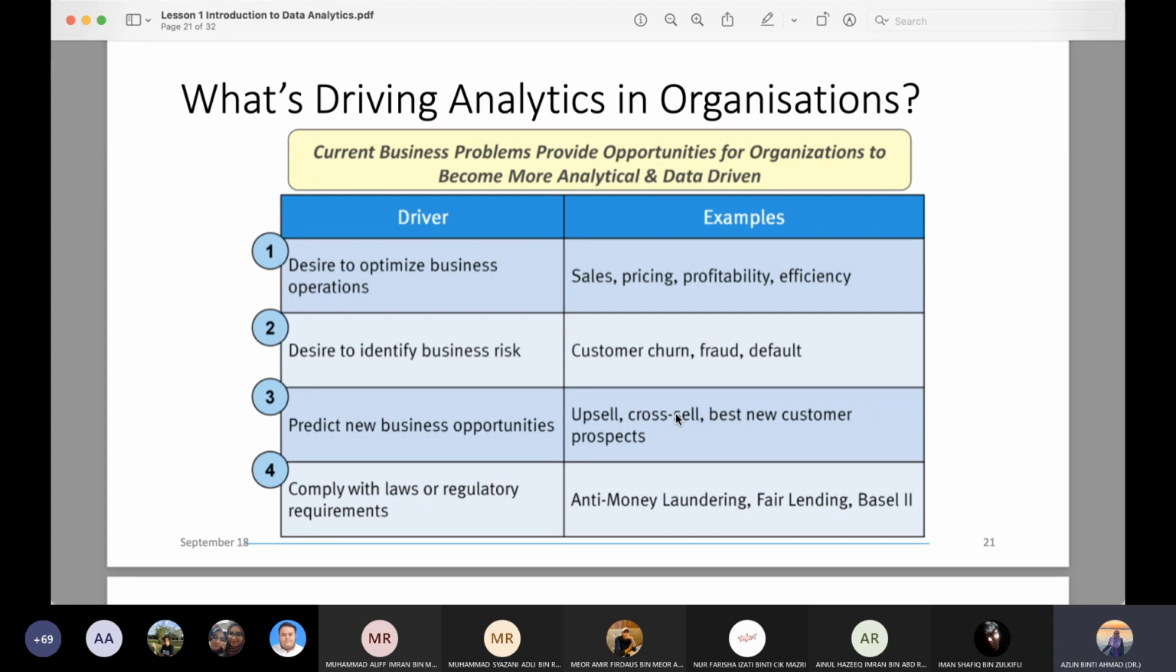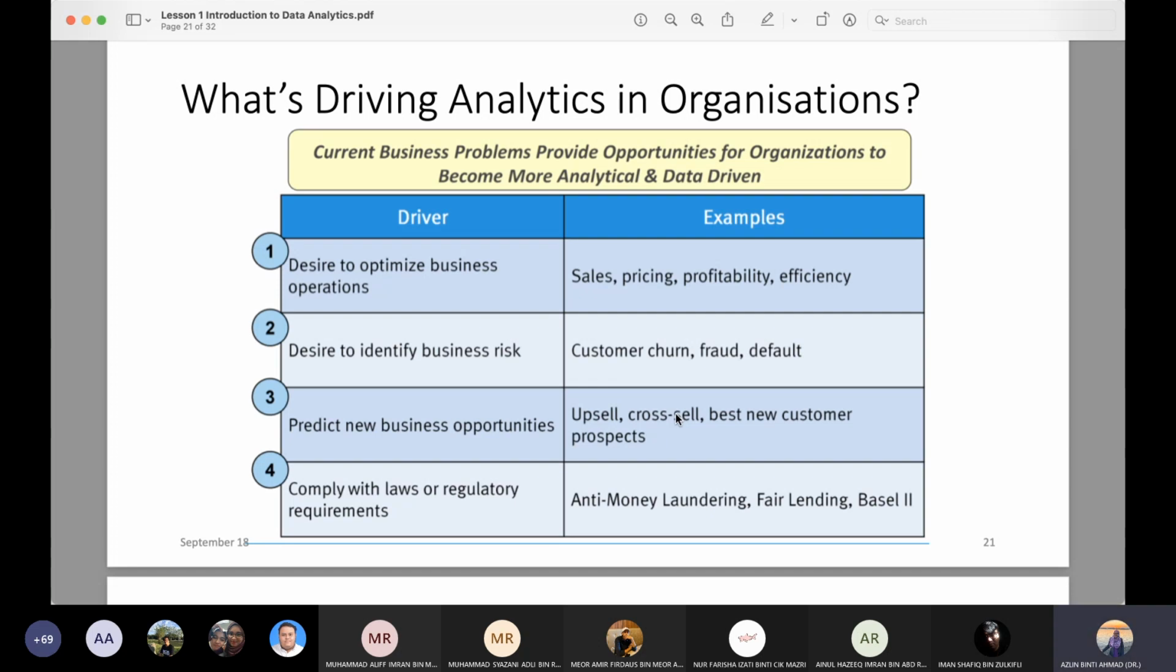The second one is they would like to identify business risks. For example, they can identify churn customers and fraud. Contoh macam kalau bank kan, fraud transaction, and then for customer churn tu macam telco company. Nanti kita buatlah, one of the case studies is about customer churn. So you need to process and do the prediction model for this customer churn.